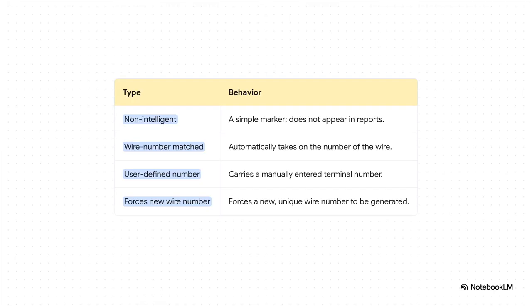Okay, this is where the magic really happens. A non-intelligent terminal? It's literally just a visual marker. It won't even show up in your bill of materials. Then you've got wire number matched. This one's a huge time saver. It just automatically copies the number of the wire passing through it. User-defined is pretty self-explanatory. It gives you total manual control. And forces new wire number, well, that one's the boss. It makes a brand new wire number on the other side. The type you pick here directly impacts your reports and your final parts list, so you want to choose wisely.